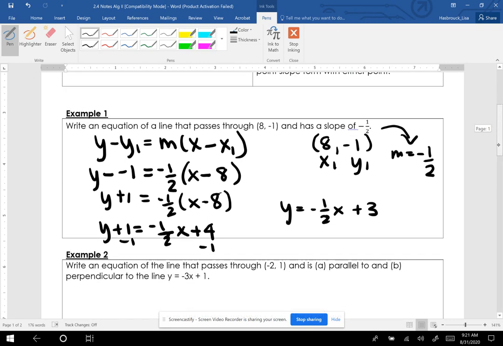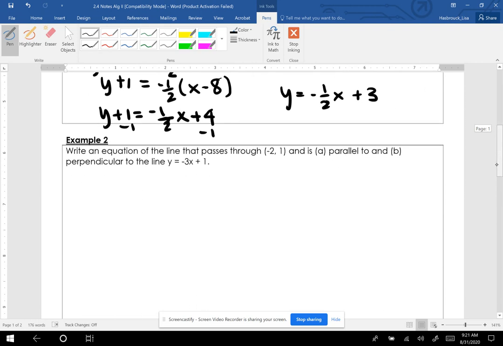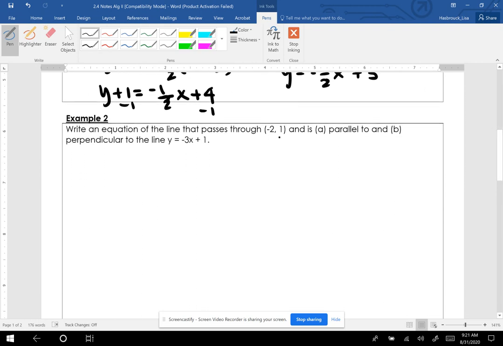For the next one, in example 2, it says write an equation of the line that passes through (-2, 1). Now this is a two-part problem. It says A, it's parallel to this line, and B, perpendicular to this line. So we have an A part and a B part. For the A part, it's parallel. That means they have the same slope. So in this line, y equals -3x plus 1, it gives us a slope of -3. What this means is we're going to use that same slope for part A.